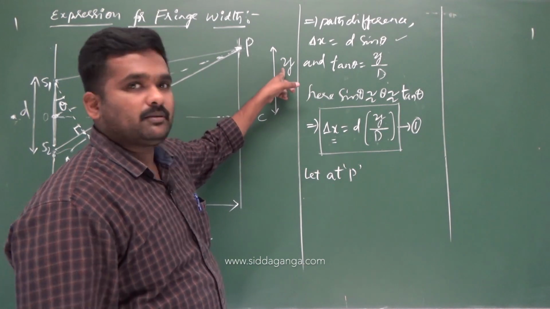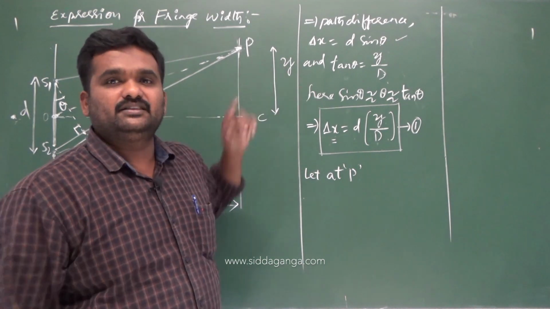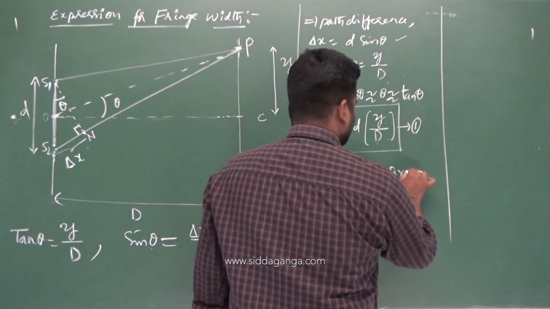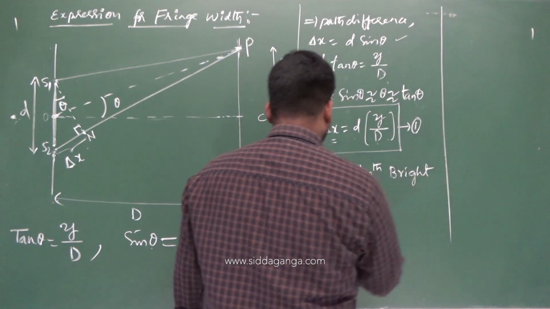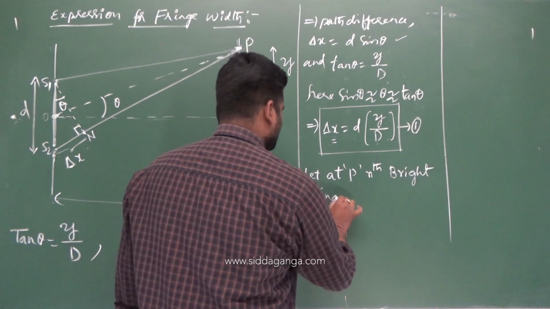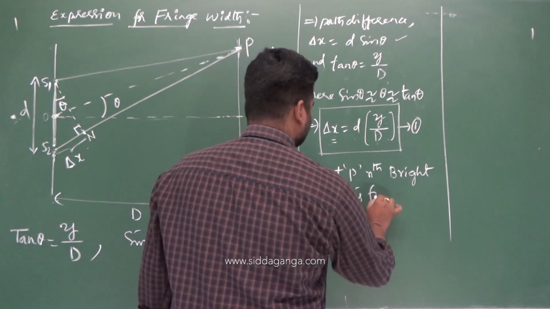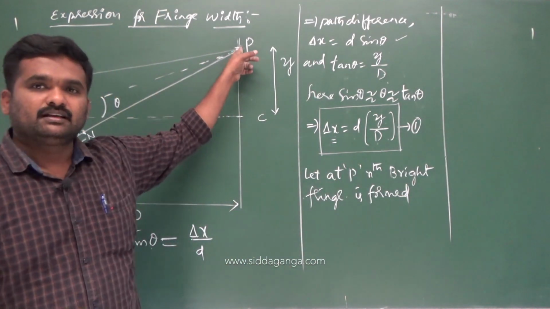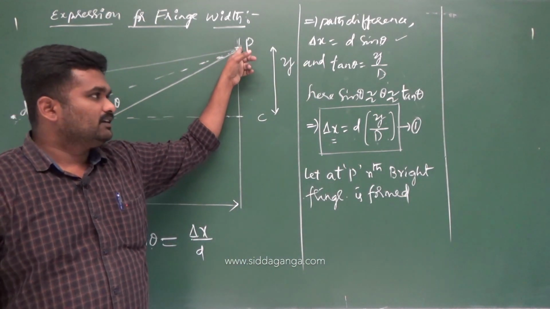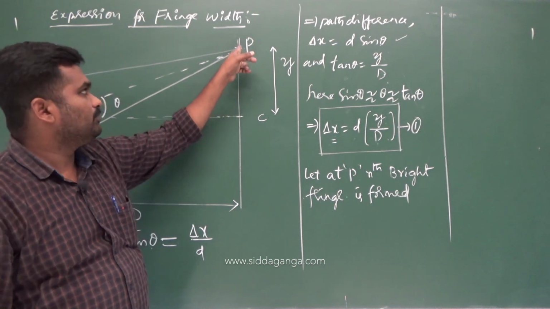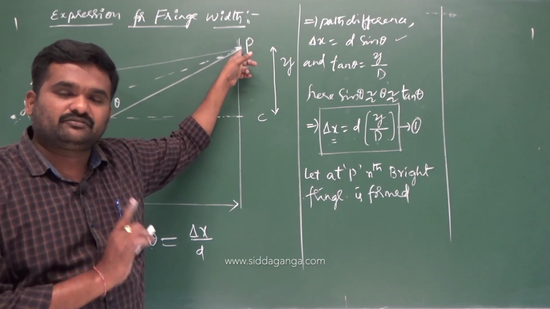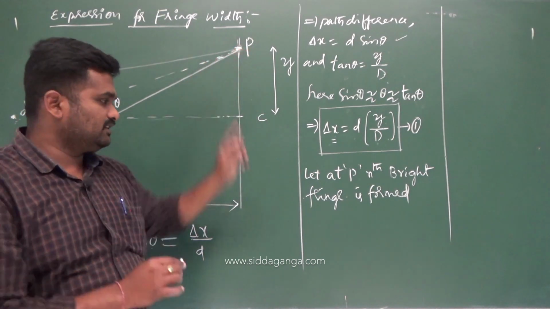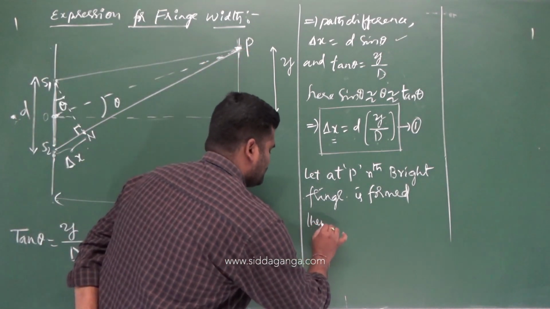What is going to be formed at P? I am going to say the nth bright fringe. If the nth bright fringe is formed here, we have already seen the condition for constructive interference. A bright fringe means constructive interference takes place at that point. Which bright fringe is it? The nth bright fringe. Then what should be the value of delta x, the path difference?